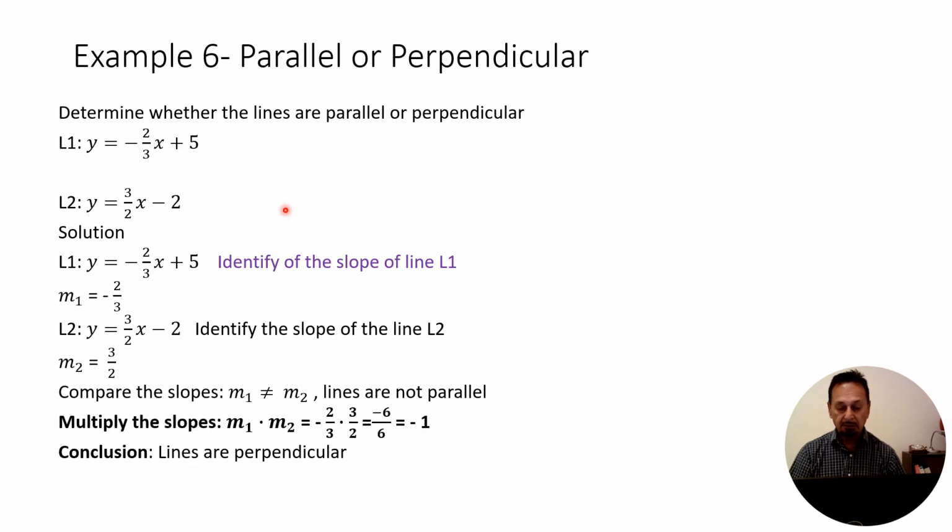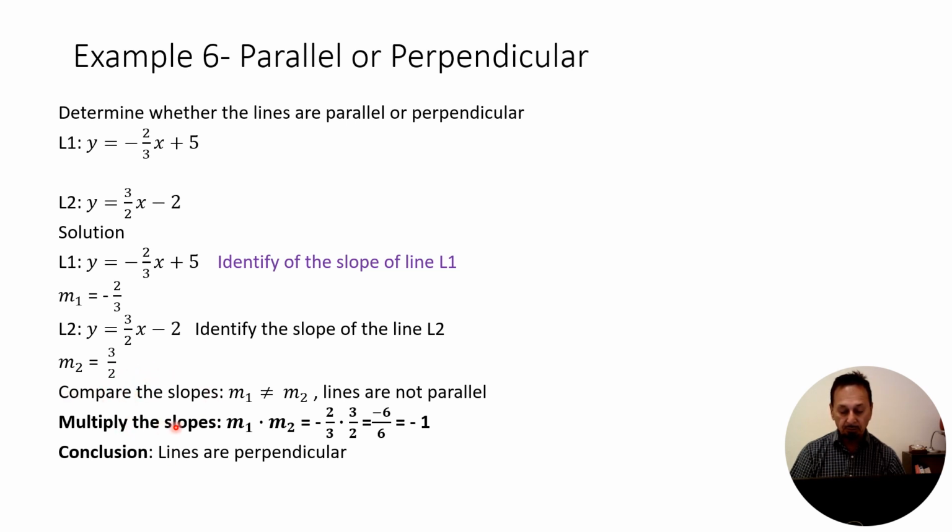So here is example 6, parallel or perpendicular. We are given a line L1: y equals -2/3 x plus 5. Line 2 is y equals 3/2 times x minus 2. So let's start with L1, y equals -2/3 x plus 5. So the slope of this line, let's call it m1, is -2/3. Now the second equation, L2, y equals 3 over 2 x minus 2. To identify the slope of the line L2, the slope of line L2, m2, is 3/2.